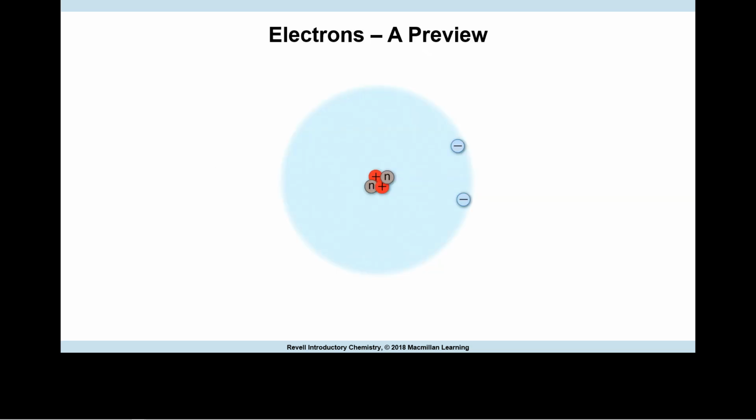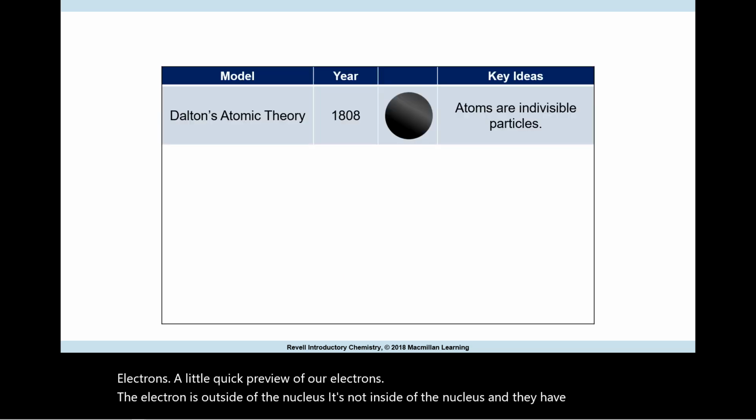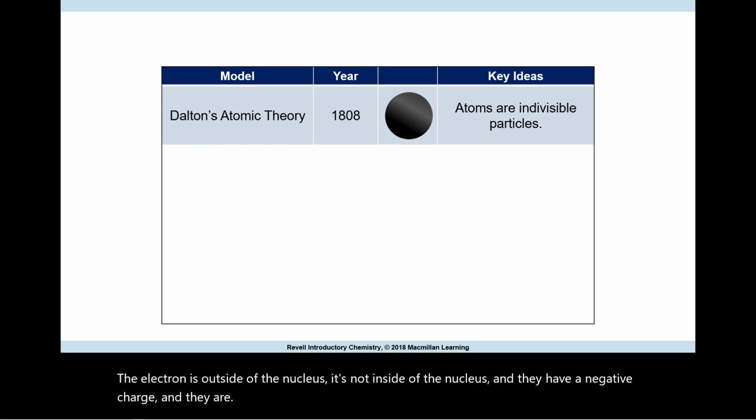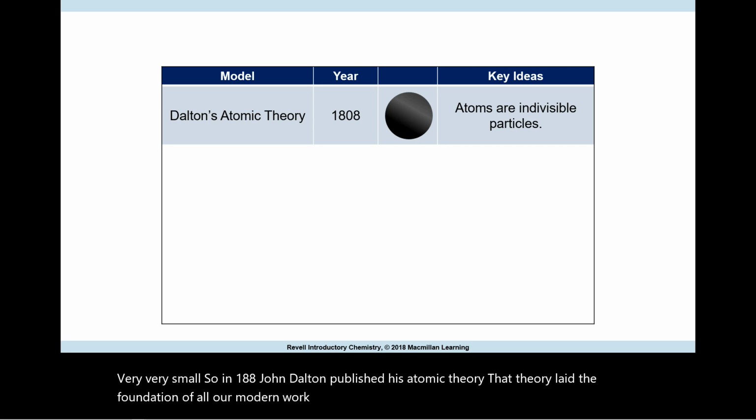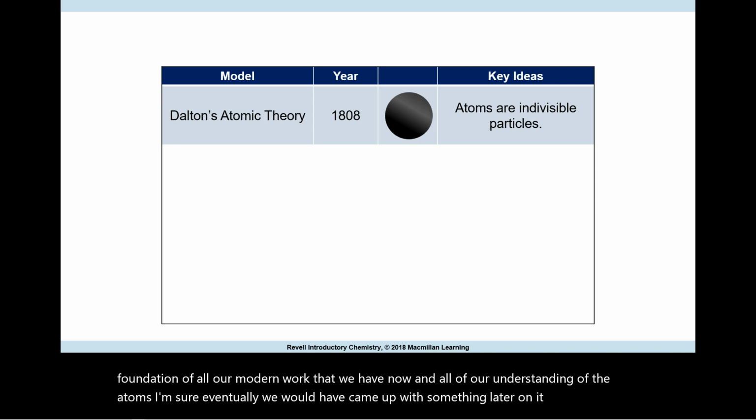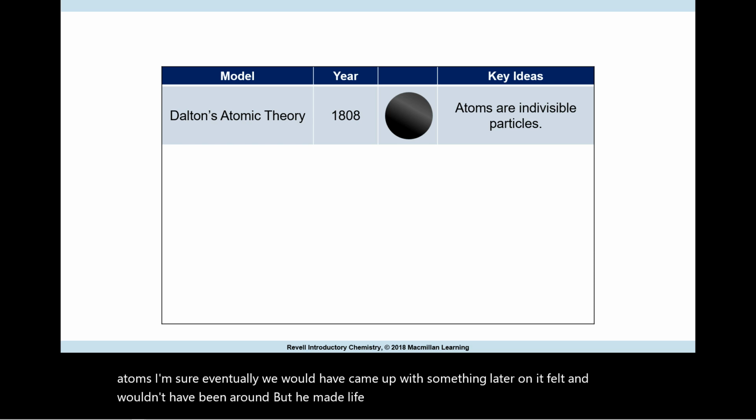Electrons. A little quick preview of our electrons. The electron is outside of the nucleus. It's not inside of the nucleus. They have a negative charge, and they're very, very small. In 1808, John Dalton published his atomic theory. That theory laid the foundation of all our modern work and all of our understanding of the atoms. I'm sure eventually we would have come up with something later on if Dalton hadn't been around, but he made life so much easier for all scientists.